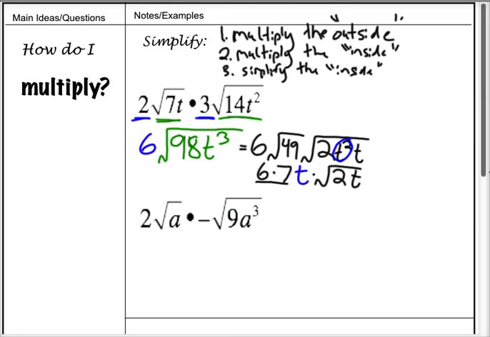All right, and now to multiply the 6 and the 7, we get 42t on the outside, and left on the inside again is just 2t. And that is what we're going to consider our simplified expression.